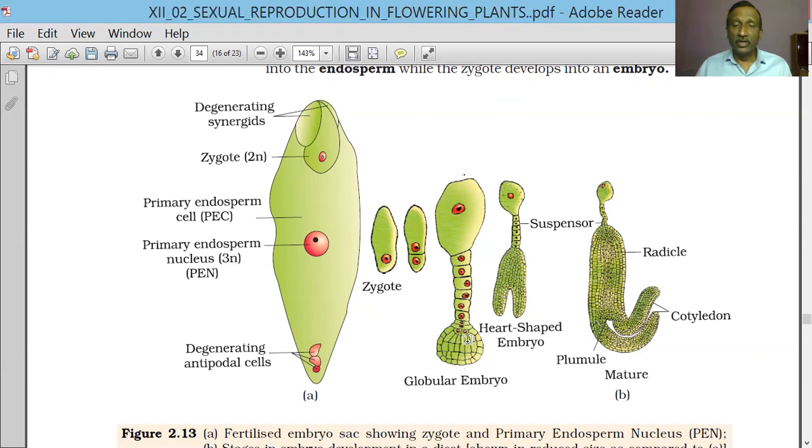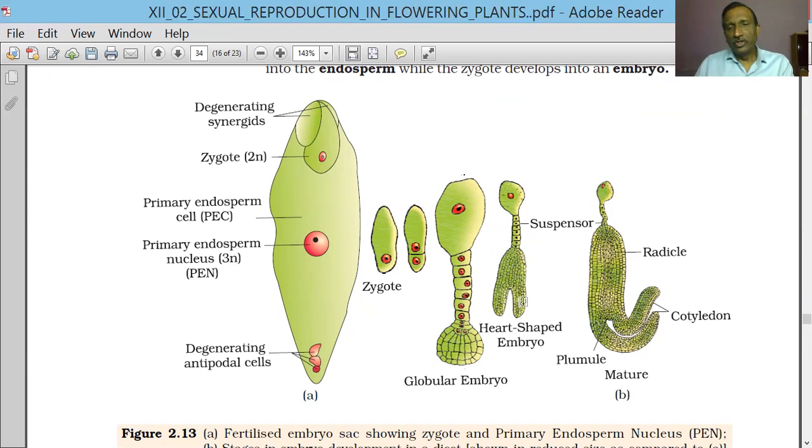Now, the globular part of this embryo will start developing a slit. Some of the cells start moving inside, and this is how they form a heart-shaped structure here. The suspensor cells will finally be very highly reduced, so that is not so important. What we have to pay attention to is here. This will be the part where the embryo will be.